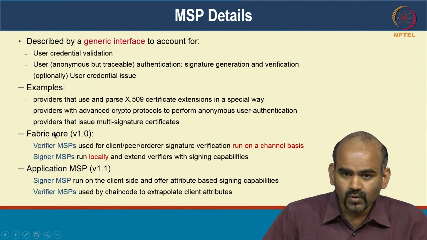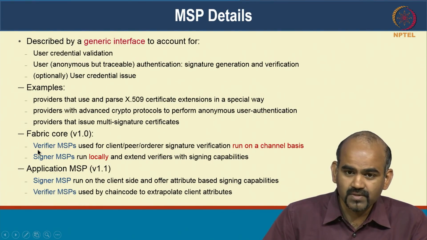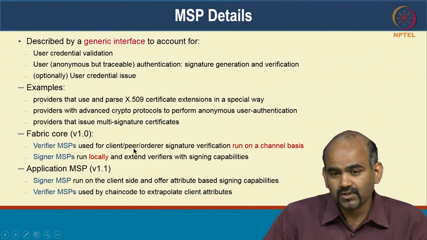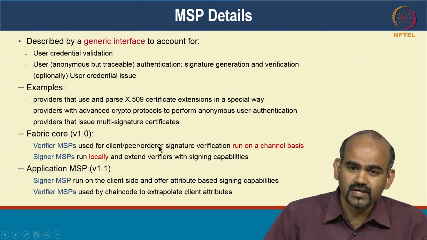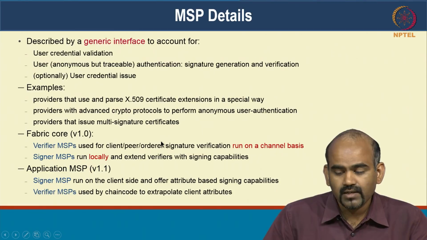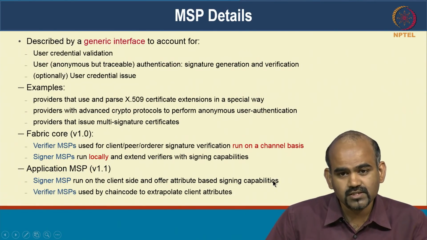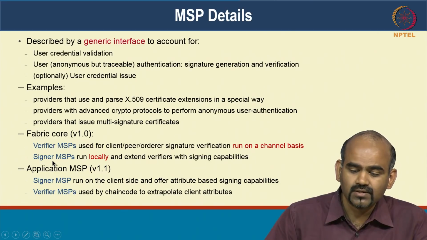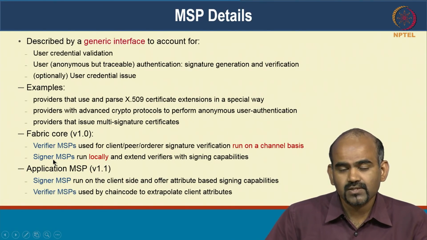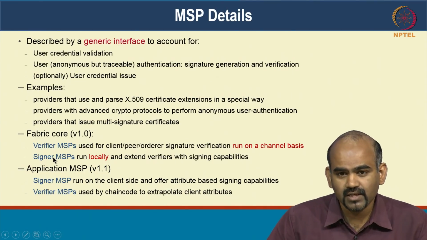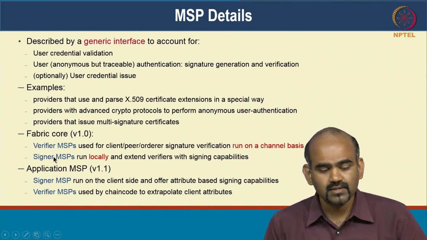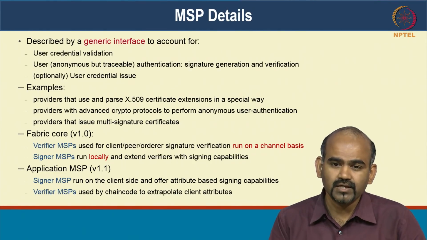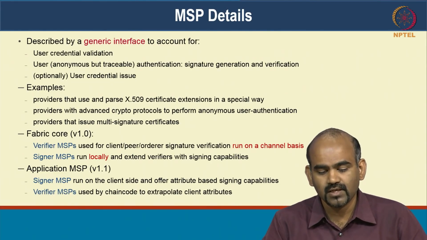And Fabric Core itself implements 2 things. It implements a verifier MSP, which is used by each client, peer, or orderer to verify the signatures of messages coming from other participants, and this is unique for each channel. And there is a signer MSP that is run locally at each component, and each component uses that to store and sign based on their private credentials. So only the signer MSP will hold the private keys. The verifier MSP will only have the public keys used to verify whether signatures are authentic.